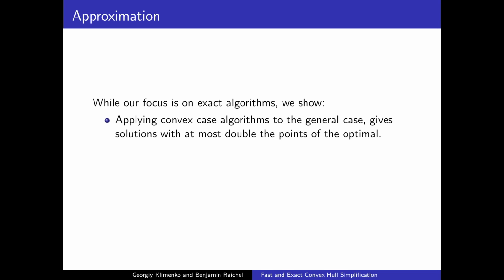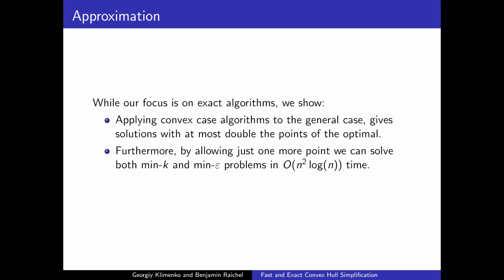Now, also, instead of looking at all pairs shortest paths for the general case for our graph problems, we can look at the single source shortest path. This can lead to an n squared log n time algorithm for both the min k and min epsilon versions, but will result in one extra point in the selected subset.